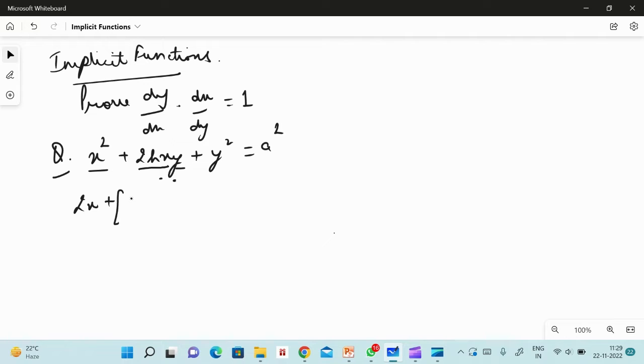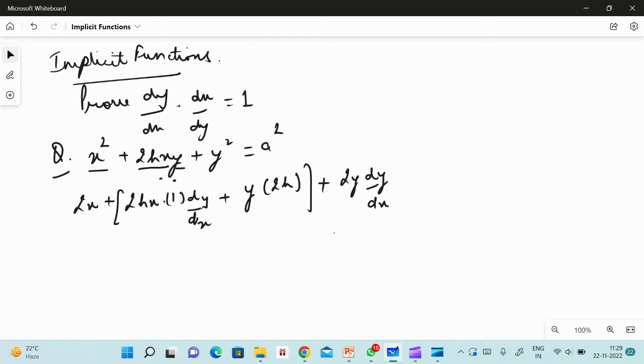So how will we solve it? I will write it as 2hx into the derivative of y with respect to x, and plus y into the derivative of 2hx. The derivative of 2hx is 2h, clear, and plus y square. The derivative of y square is 2y with respect to x. So I will get this value. On the right hand side, we take the derivative of a square, and a being a constant, its derivative will be equal to 0.